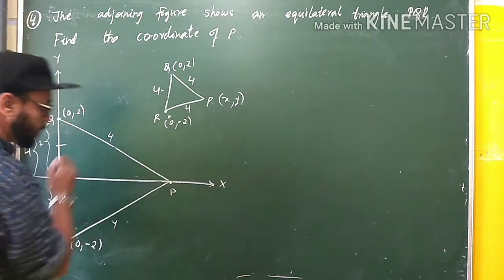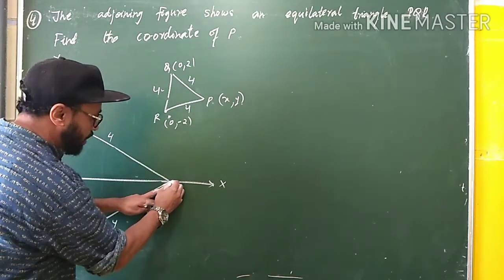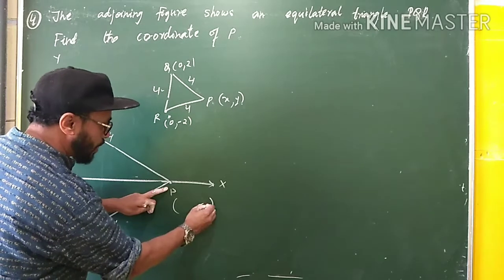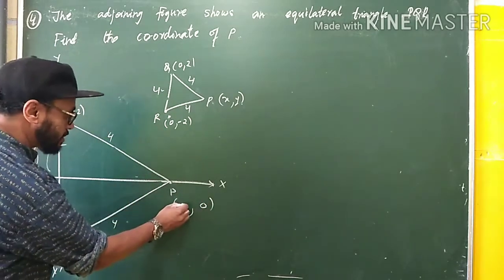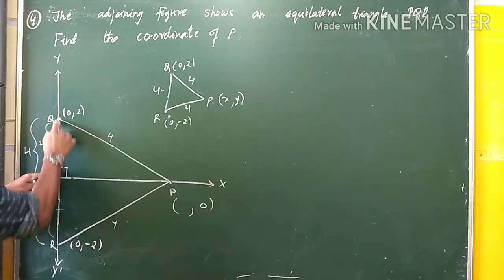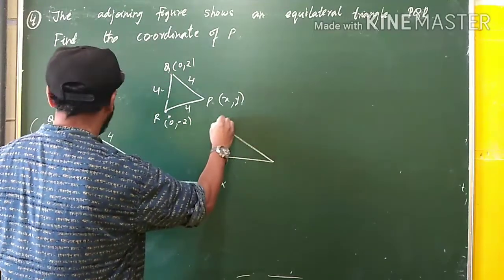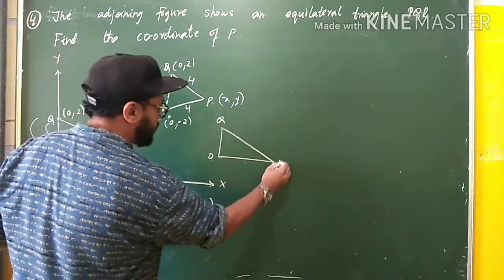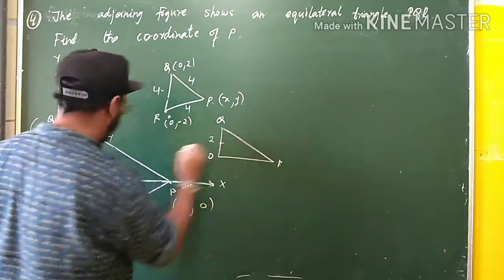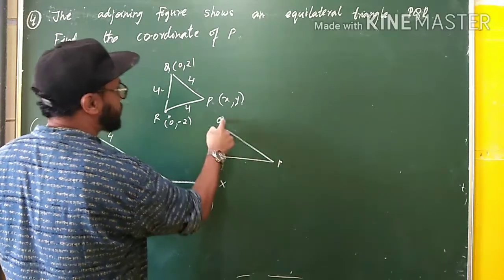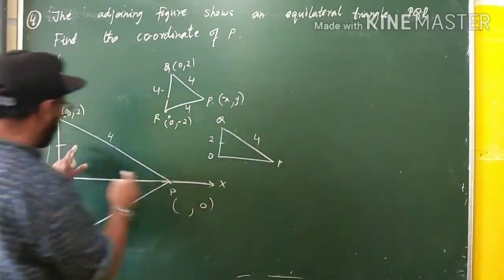Now we have to find the coordinate of this point. Now this point lies on the x-axis. So if it lies on the x-axis, then y will be 0. Now we have to find x. Now what we do? We separate this triangle. So if you separate this triangle, so this is your Q, O and P. Now this length is 2. This length is 2. This length, P and Q, is your 4. Alright?